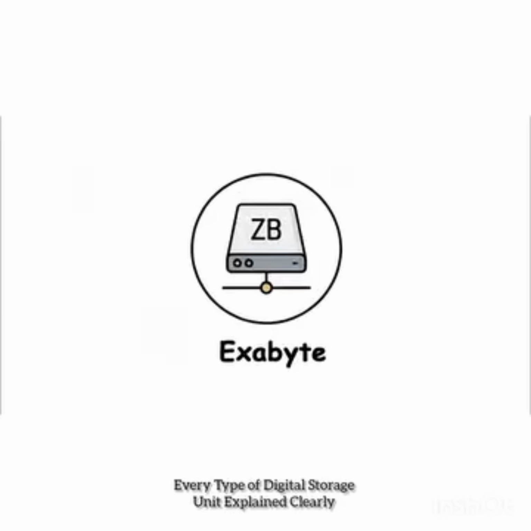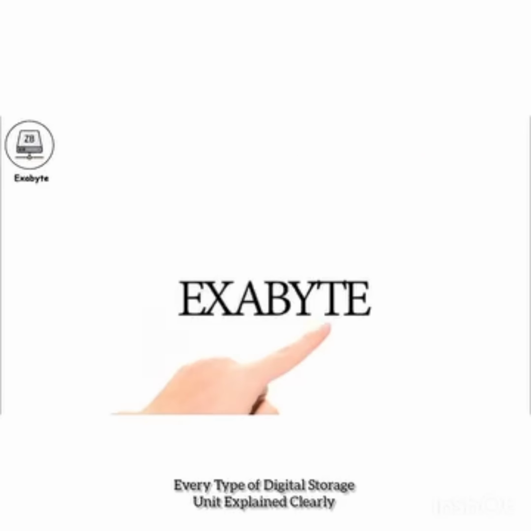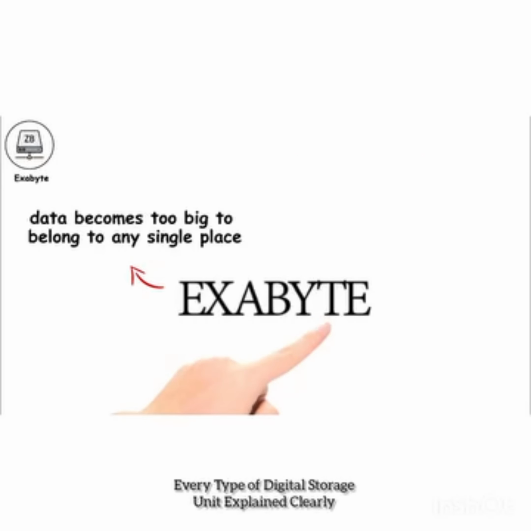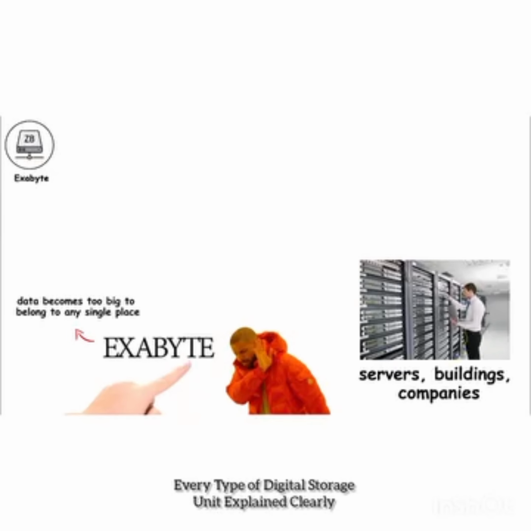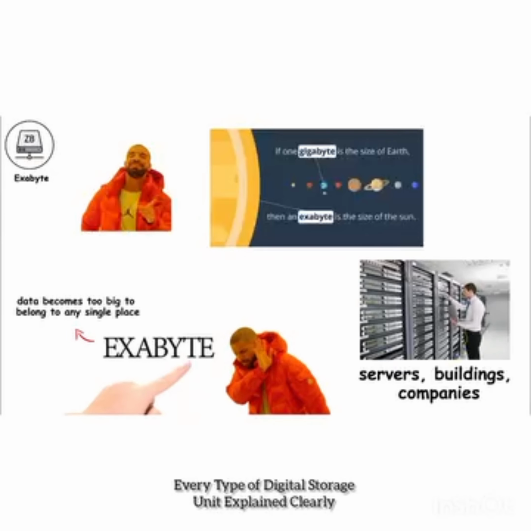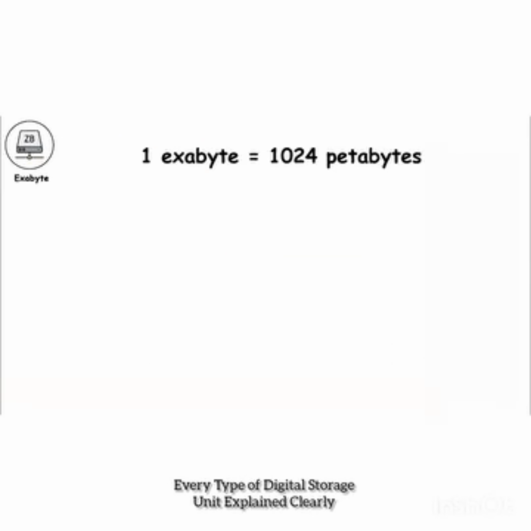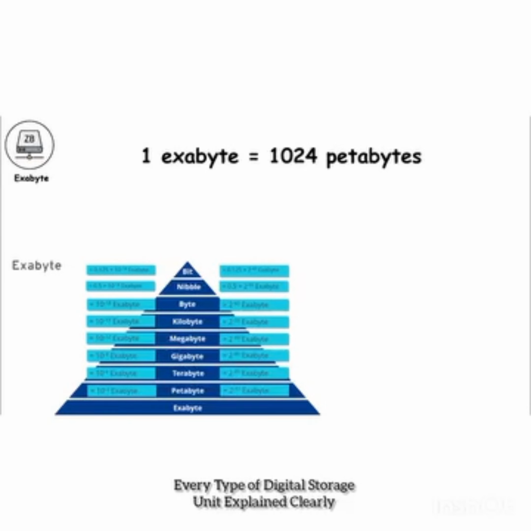Exabyte. An exabyte is the moment when data becomes too big to belong to any single place. It's no longer about servers, buildings, or even companies. At this scale, data behaves more like a global atmosphere, constantly moving, growing, and surrounding everything connected to the internet. Technically, 1 exabyte equals 1,024 petabytes, but numbers stop being helpful here. What matters is that exabytes describe data created by billions of people and devices, all active at once.